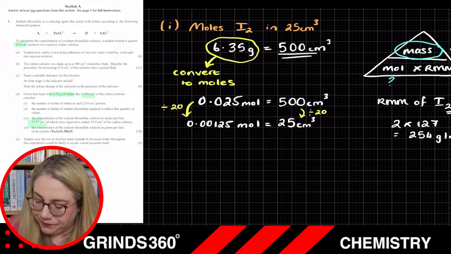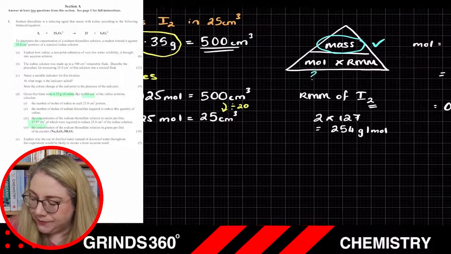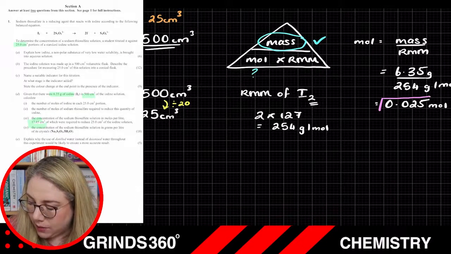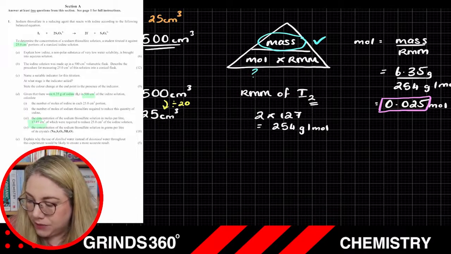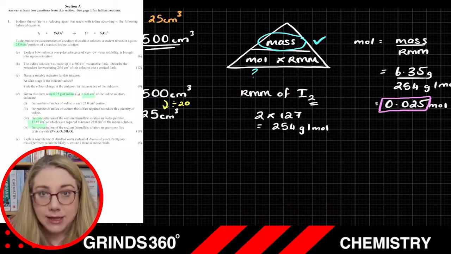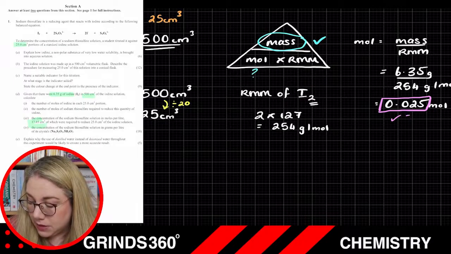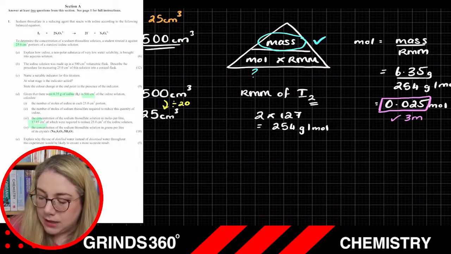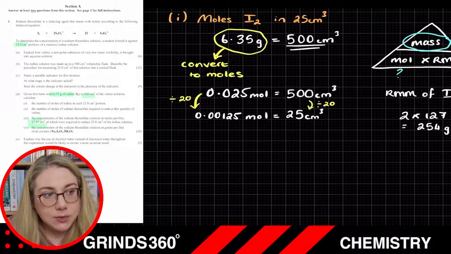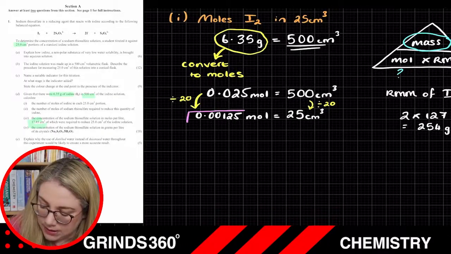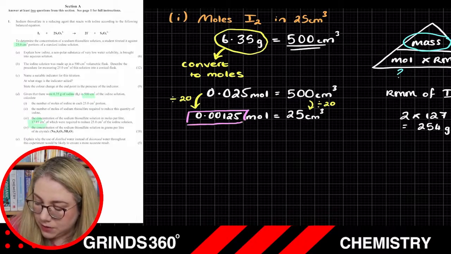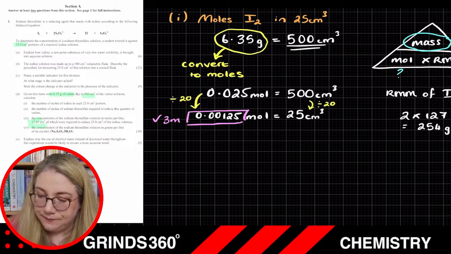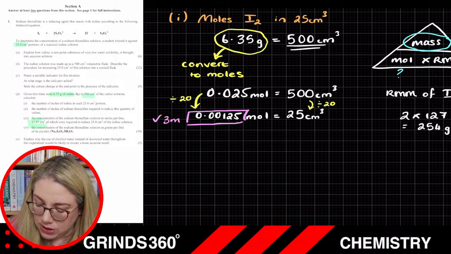Now for this, where's my marks? Now the examiner is going to give you 3 marks for working out the number of moles of the iodine that was inside the volumetric flask, which was 3. And then when you transferred the liquid from the volumetric flask to the conical flask as 25 centimeters cubed for 0.00125, that's the other 3 marks. Now that's part 1 done. Next, part 2.